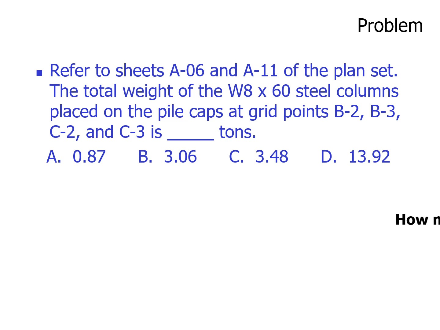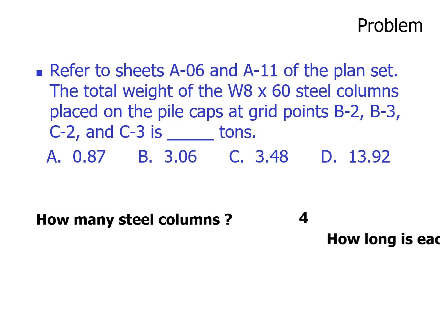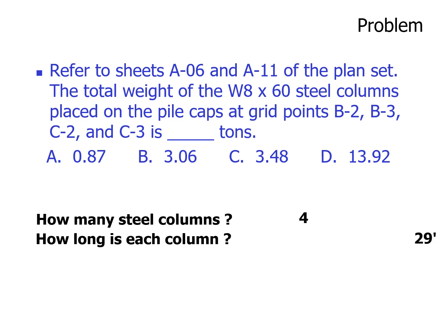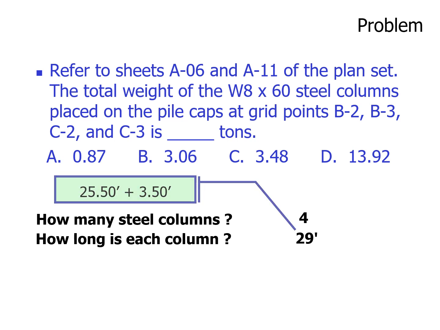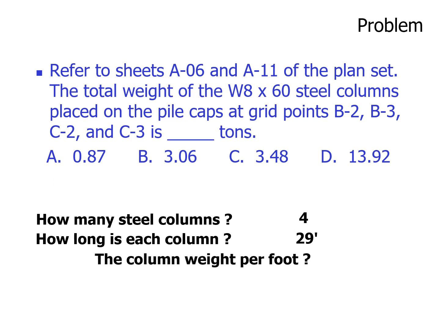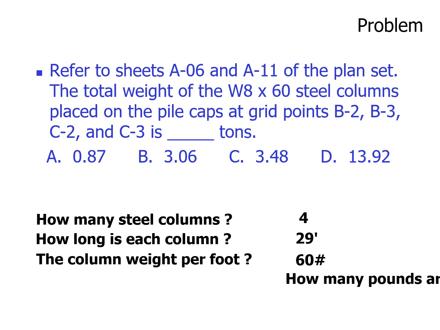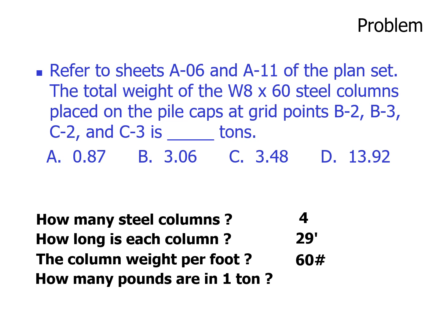Well, again, we did this. How many steel columns do I have? I have 4. Now, how long is each of them? 29 foot each. What does it weigh? 60 pounds per foot. And the one bit of trade knowledge, how many pounds are in a ton? It is 2,000. So if you didn't know that, now you do.